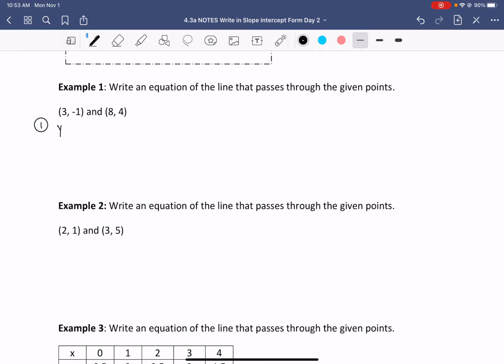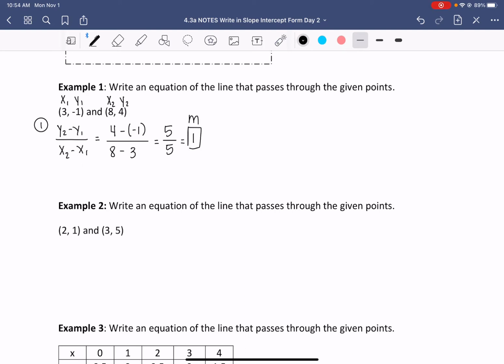So we're going to use y2 minus y1 all over x2 minus x1. So we have to label our points x1, y1, x2, y2, because that's our first and second set of ordered pairs. So our y2 is 4 minus our -1, which is our y1, all over our x2, which is 8, minus our x1, which is 3. 4 minus a -1 will get us a +5, and 8 minus 3 will get us a +5. 5 divided by 5 is 1.